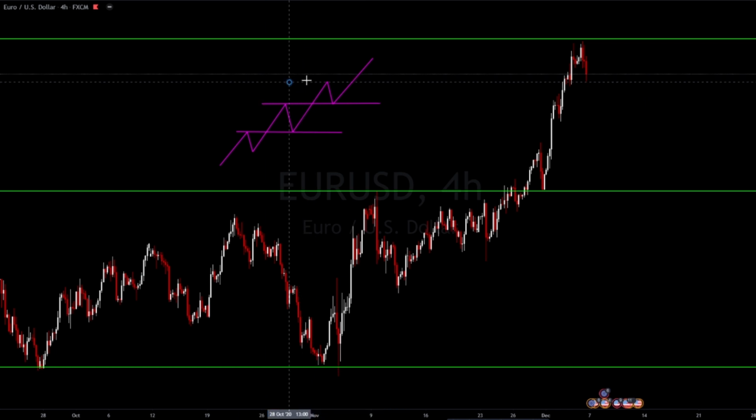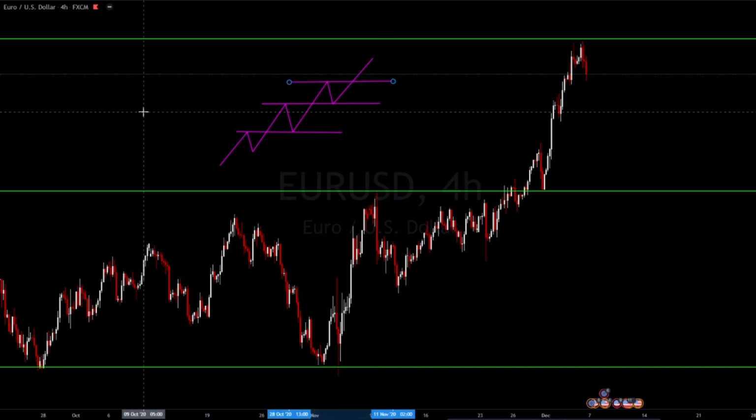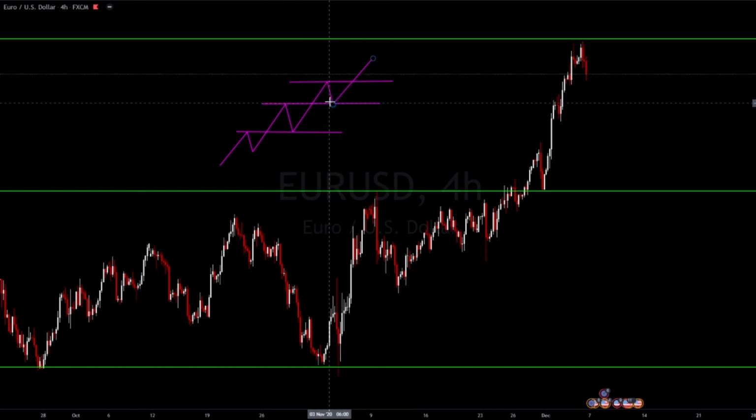So we have something that we call corrective move and impulsive move, right? This is corrective move, this is impulsive move.